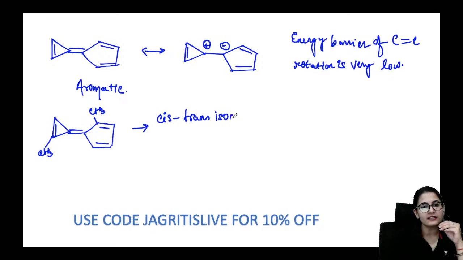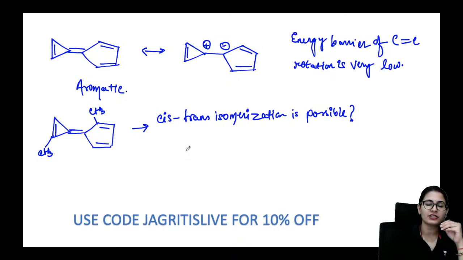Cis trans isomerization is possible or not? In this molecule, is it possible? How does cis trans isomerization happen? By breaking the double bond, rotate the ring, you are going to get the cis molecule. Right now this is trans. After rotating from this double bond, you are going to get the cis molecule. Okay? So cis trans isomerization is possible in this particular molecule.